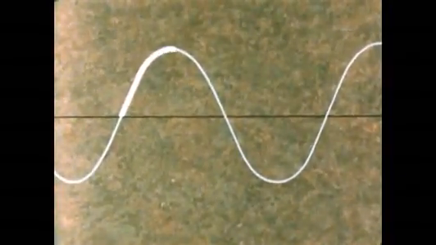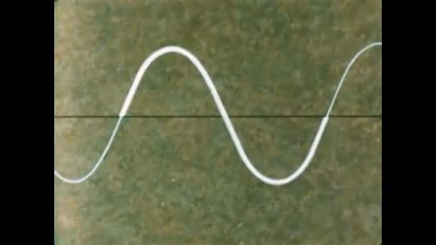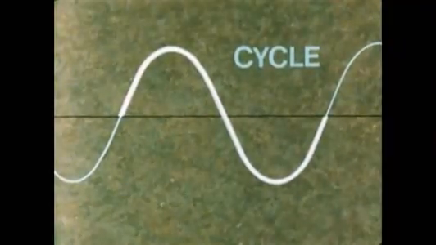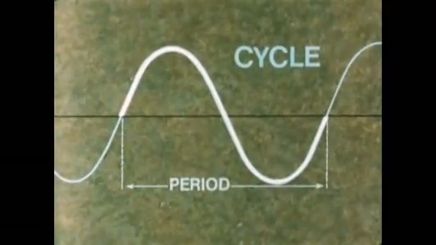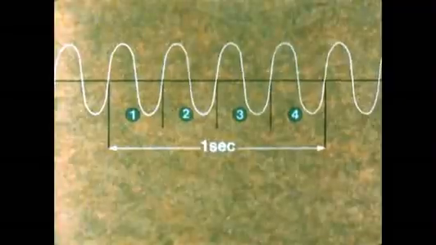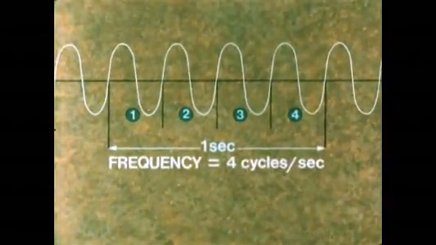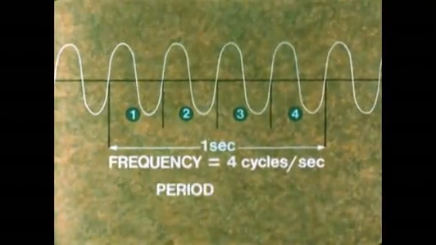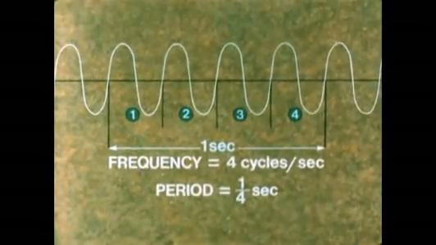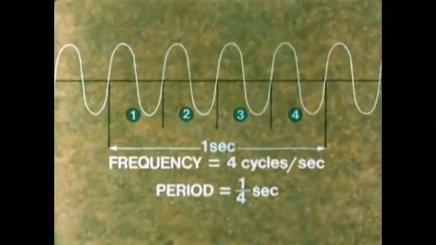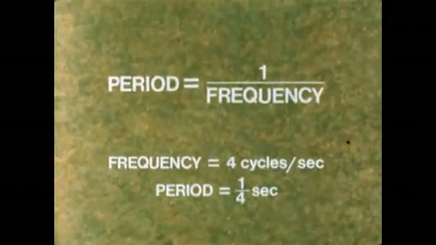Starting at zero and going through the complete series of changes, through zero and back to zero again, we say that a cycle has been completed. The time taken for a cycle is called the period. If in 1 second 4 cycles have been completed, we say the AC has a frequency of 4 cycles per second. In this case, the period, the time taken for 1 cycle, is of course a quarter of a second. And from this we can see a relationship between period and frequency. Period equals 1 over frequency.